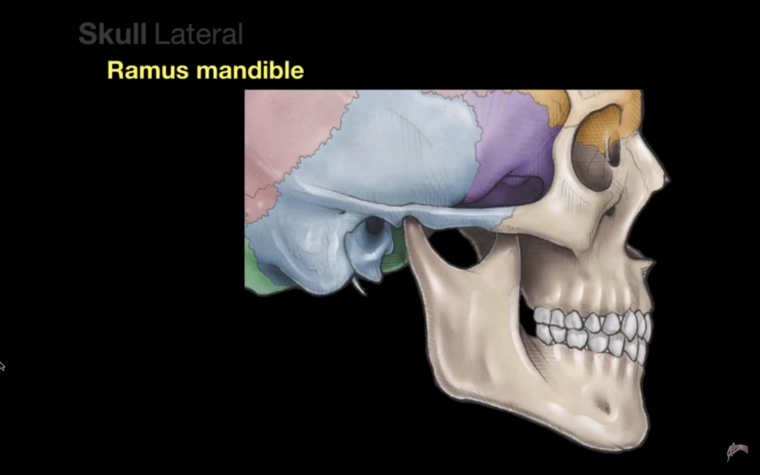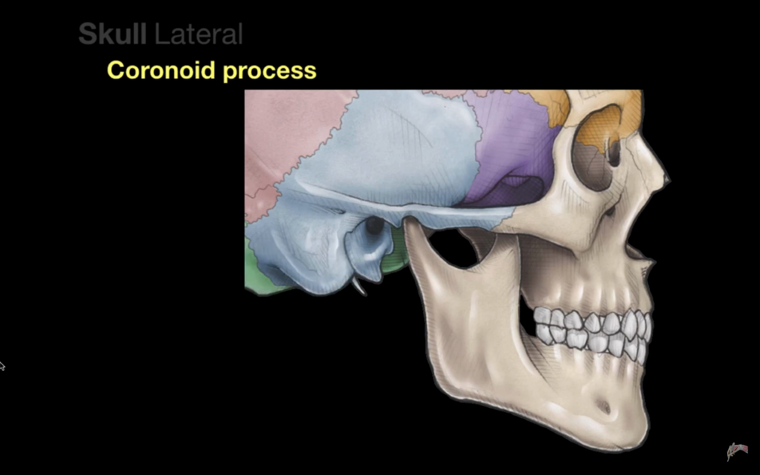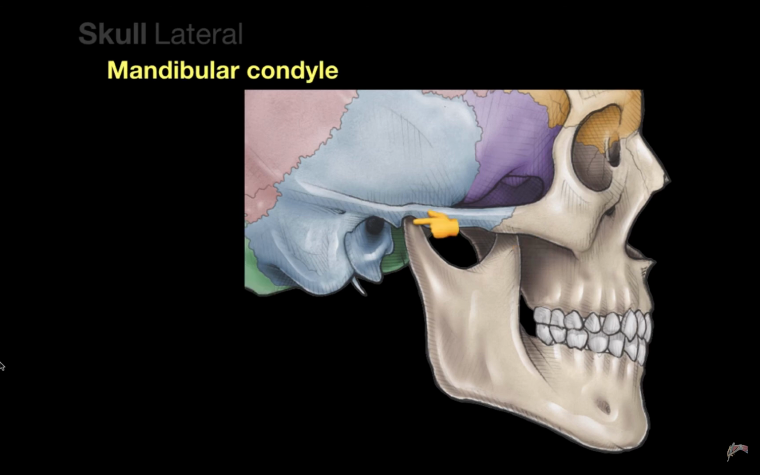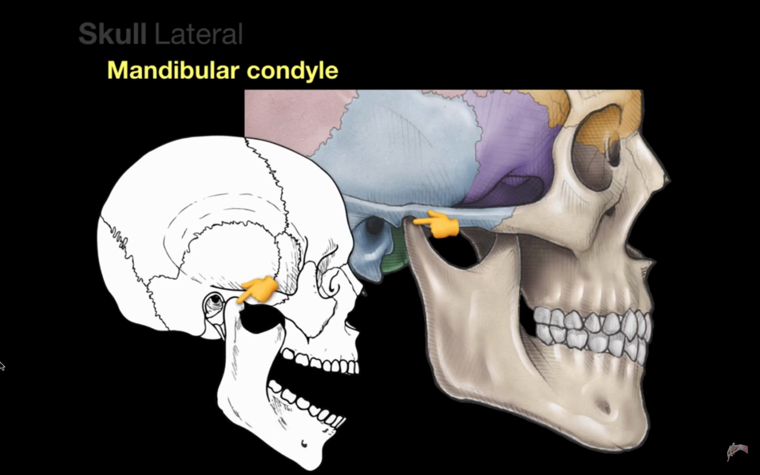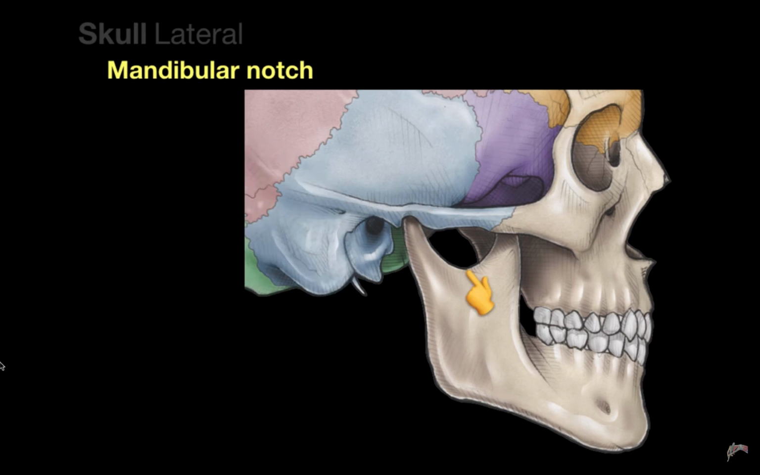And then the ramus of the mandible, that word ramus means a branch. It's all along there, and that's where the masseter muscle attaches, all along the ramus of the mandible. And then the coronoid process located right there is where the temporalis muscle inserts to allow it to elevate both the masseter and temporalis to masticate. And then there's our mandibular condyle right there, which allows for this type of chewing motion. And then there is our mandibular notch.